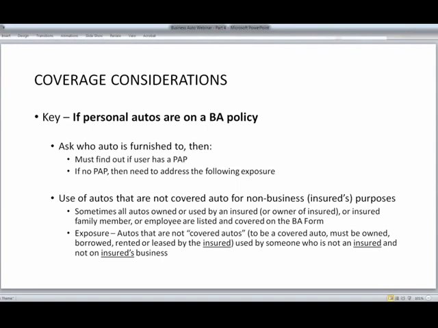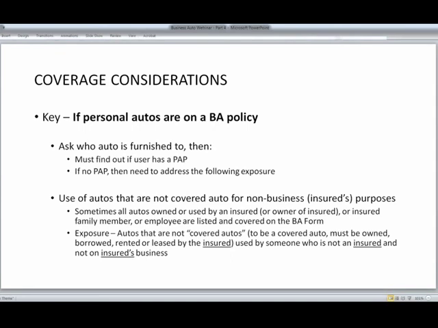So, use of autos that are not covered autos for business purposes. Sometimes autos owned or used by an insured, or owners of the insured, or the insured's family or employees are listed and covered on the business auto form. I don't recommend it. I don't think we should do it, but it happens. When this happens, here's the exposure: autos that are not covered autos.